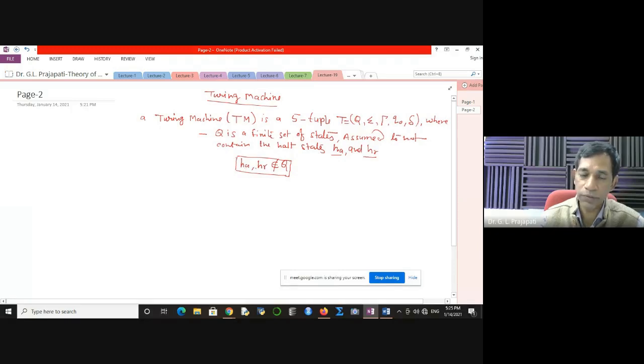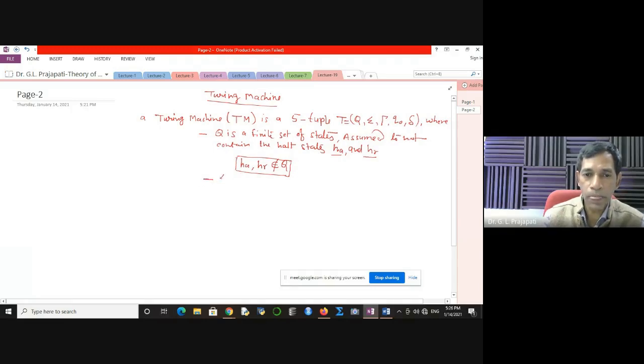Once your Turing machine decides that this is the case of acceptance, it goes to the halt state and stops. Once it decides explicitly that the computation is not done correctly, that it is a situation of crash, it goes to the HR state, meaning rejection. So these two states are not in the set Q.